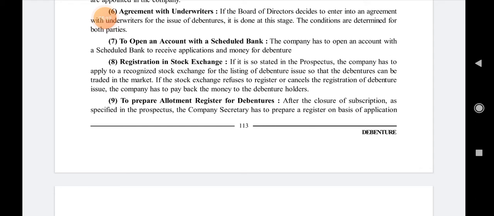See, if the company had mentioned that they will register their debenture in the recognized stock exchange, but the stock exchange refused to register their debenture, then the debenture holders should be given their money back as a part of the rule, because if the stock exchange denies registering the debenture, it is the responsibility of the company to return the money to the debenture holders.